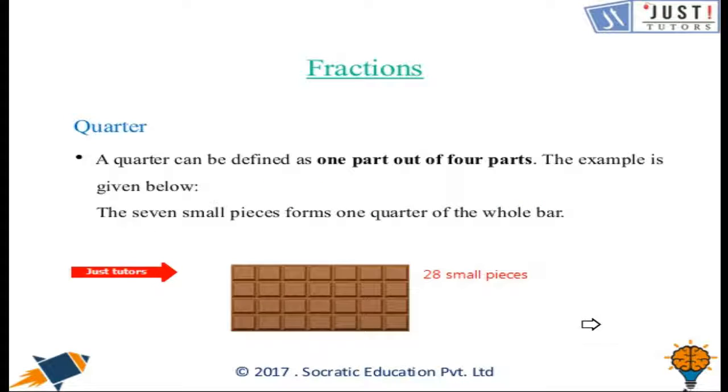In this chocolate bar we have 28 small pieces, which means 7 small pieces form one quarter of this whole bar. We can make 7 groups of 4s over here. That means we have 7 as a quarter of 28 small pieces.